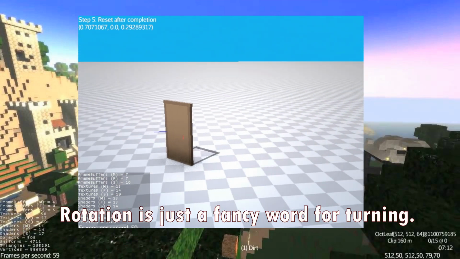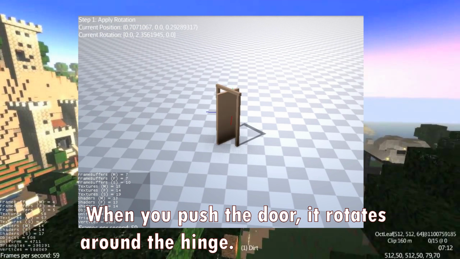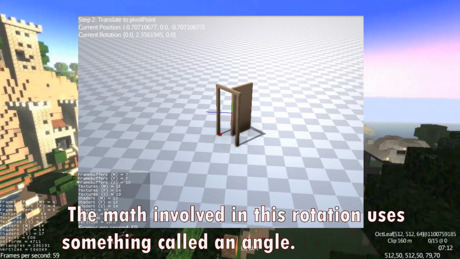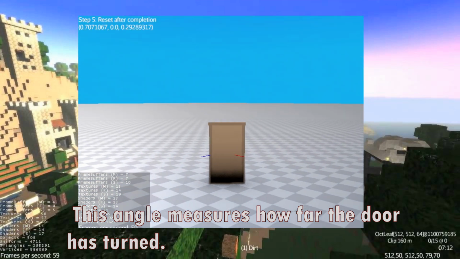Rotation. Rotation is just a fancy word for turning. When you push the door, it rotates around the hinge. The math involved in this rotation uses something called an angle. This angle measures how far the door has turned.